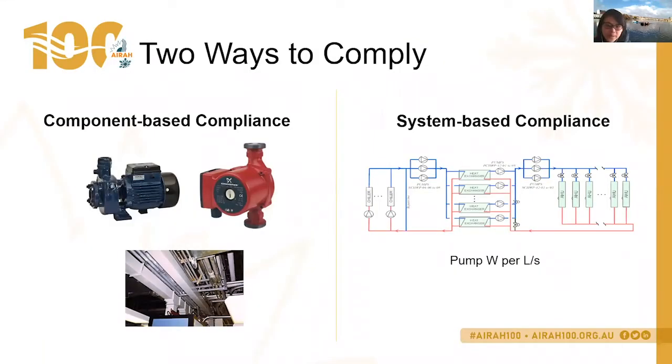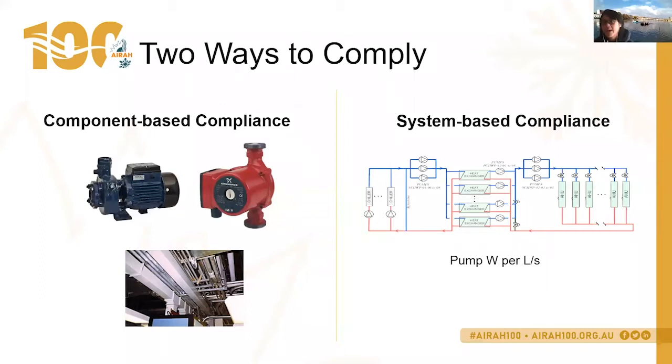So let's have a look at the new requirements. It's basically summarized into two ways to comply. The first method of compliance that you can use is the component-based compliance. You'll be looking at two parts of it. First is looking at the pump efficiency itself, and then you need to comply with straight pipework requirements. We will go through those details in the next few slides, but you just need to remember that there's only two parts to that component-based compliance.